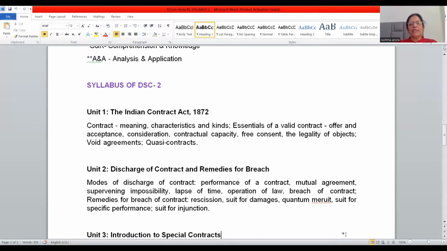So you will learn all these, friends: offer and acceptance, consideration, contractual capacity, free consent, legality of objects, void agreements, quasi contracts. There is one full chapter on each essential. One full chapter on offer and acceptance, one full chapter on consideration, then one full chapter on contractual capacity, free consent, legality of object, and a separate chapter on void agreement and quasi contracts.